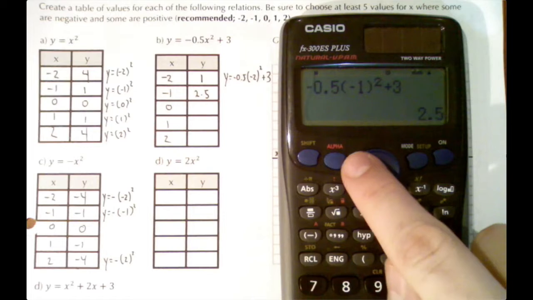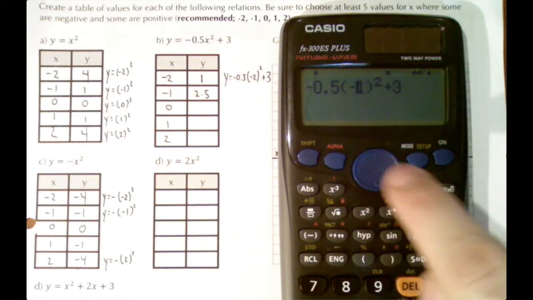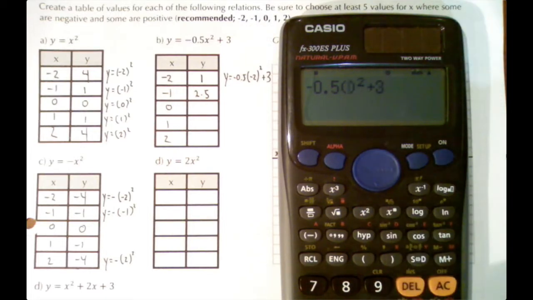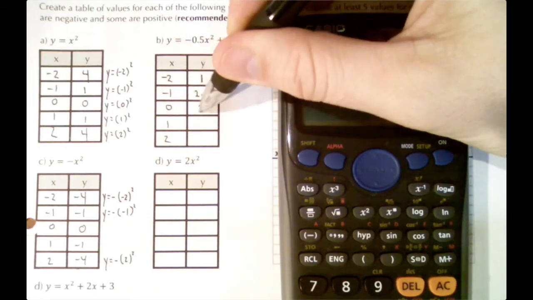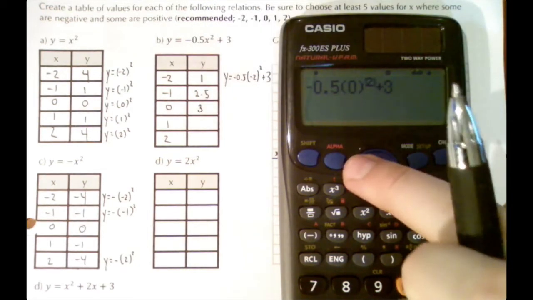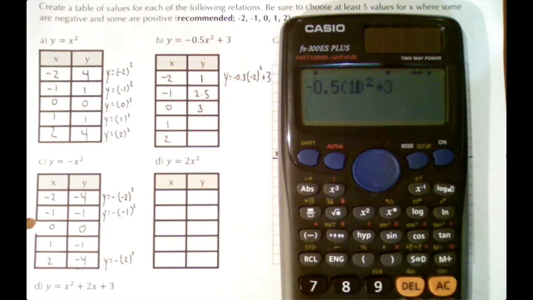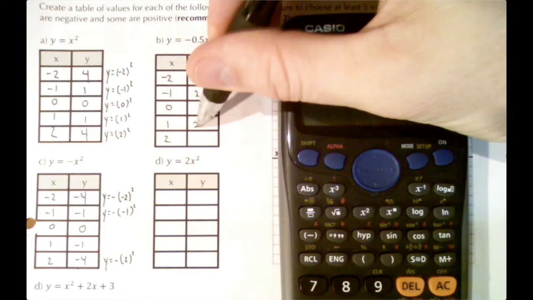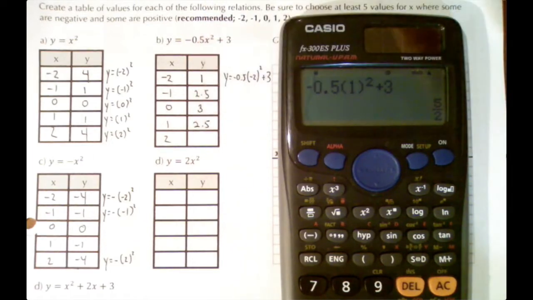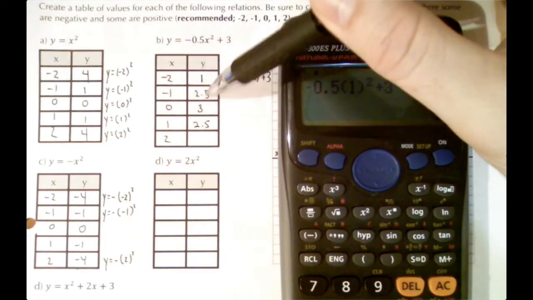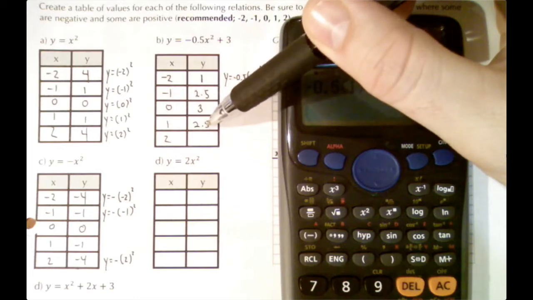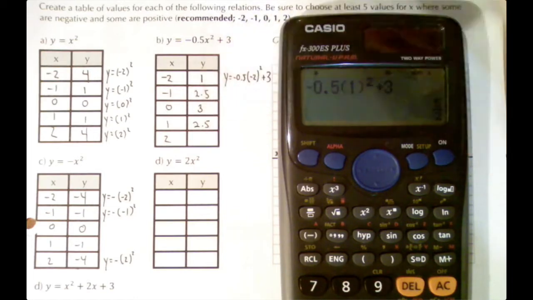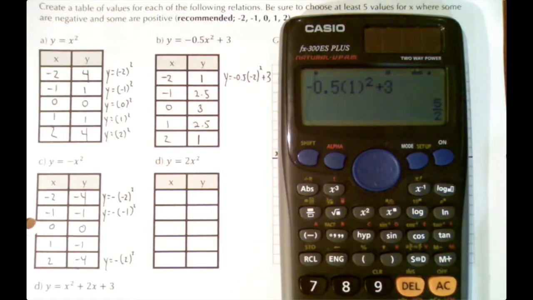Now I'm going to go change it to 0. And I get 3. I'm going to go change it to 1. And I get 5 over 2, which is 2.5 again. And then, hey, you might see a pattern here. 1, 2.5, 3, back to 2.5. Where are we going next? If it's symmetrical, 1. And if you don't believe me, you can check my math.